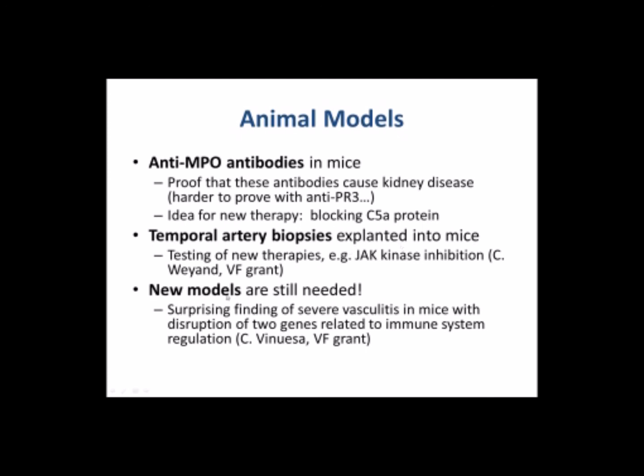Of course, we still need new models, and actually one that the VF started funding recently is an accidental finding that a basic science immunologist found where they knocked out a couple of related genes in mice, and the mice got very ill, and they have a severe form of vasculitis. This is probably not going to be a great model for any particular disease that we have, but I think it will lead to insights either into the way blood vessels are damaged or the way blood vessel damage affects tissues, or something about the diseases that actually affect people.